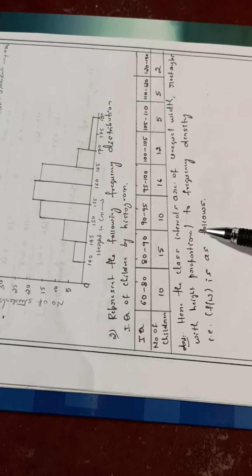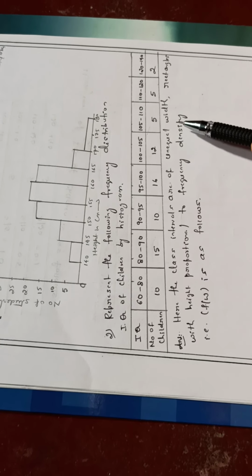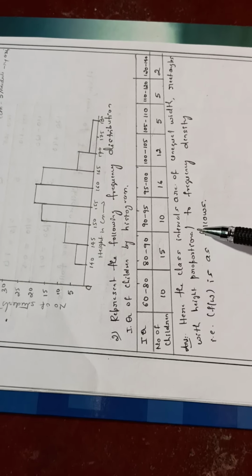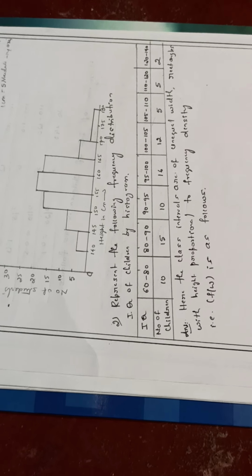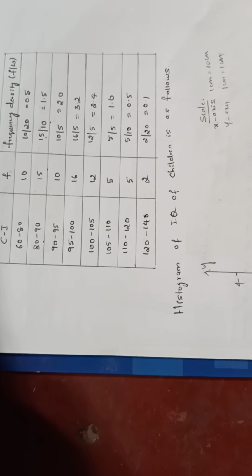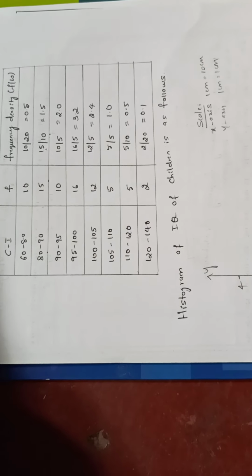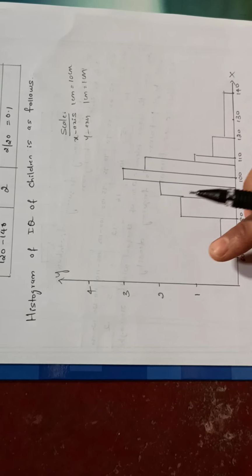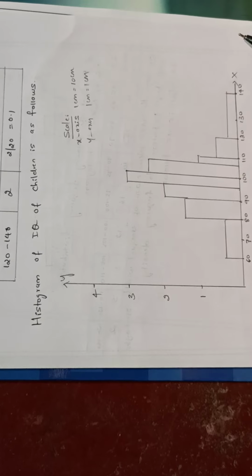So your graph must be like this. The class interval are of unequal width. So rectangles must be taken with height proportional to frequency density. So you can see here height proportional to frequency density. So frequency density is this one. So this is the height. Okay. So height proportional to frequency density.